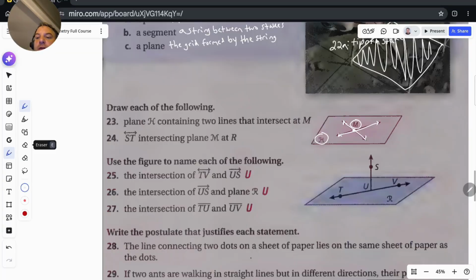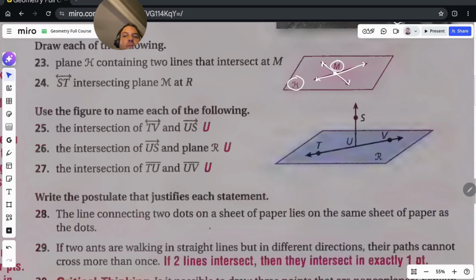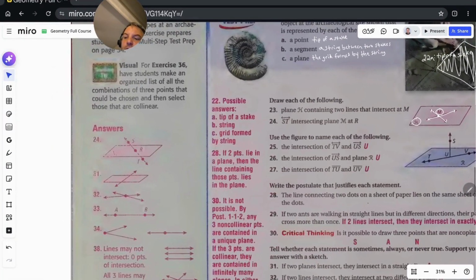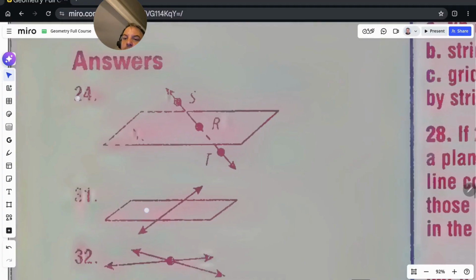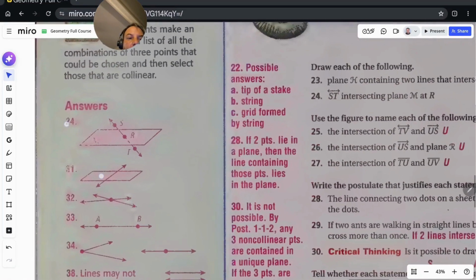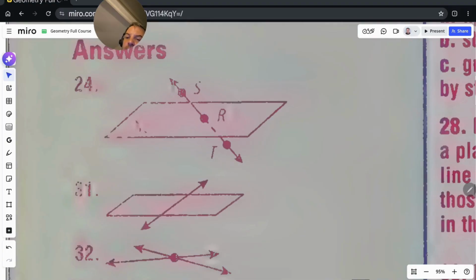All right, and now we're on to 24. Line ST intersecting plane M at R. All right, let's take a look at our figure over here. For 24, we have plane M at R. So let me fill that in a little where it's coming out. This is M, plane M. And we have line ST intersecting through R there.